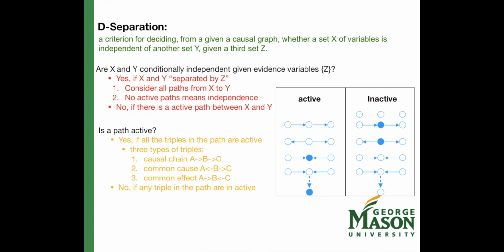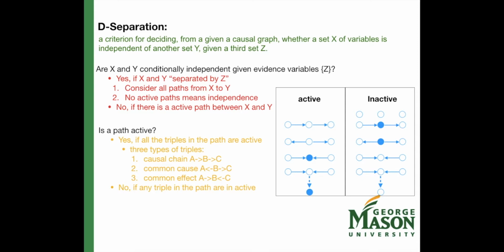And so we need to know how to determine whether a path is active or not. We'll check every 3 connected nodes on the path. The 3 connected nodes are called a triple. If all the triples in the path are active, then the path is active. Any inactive triple in the path will make the path inactive.